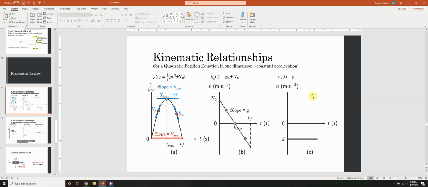Then if we come over here to our acceleration versus time graph, of course, we know it's a constant acceleration, so no surprises here that we have a flat line right at our acceleration, which is gravity.